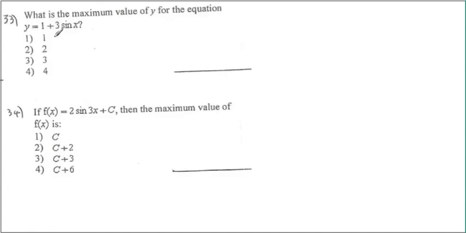Maximum value. You see, the amplitude is 3, but it starts from 1, so this expression can go as high as 3 with 1, then it can go as high as 4. Maximum value, yes, since this one's amplitude is 2, it's going to go as high as 2 and as low as negative 2 from C. So maximum value has to be C plus 2.